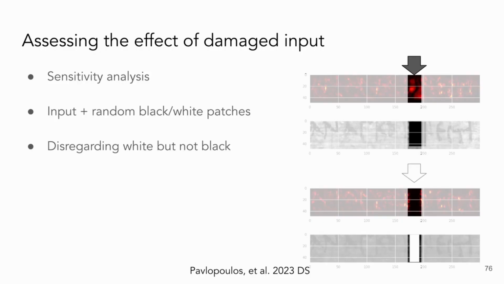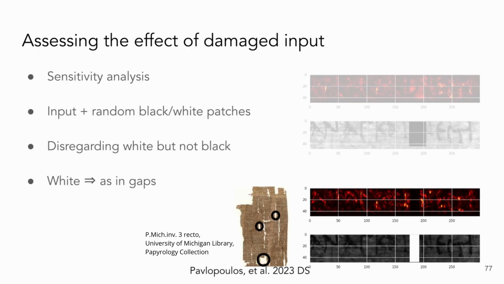And we observe that the model's focus changes according to the color of the patch. So it's not the same. If you mask the image with white, it's not the same as masking it with black. While white boxes appear to be disregarded by the model, black boxes are receiving much attention. So for white patches, the focus is everywhere except for that patch.